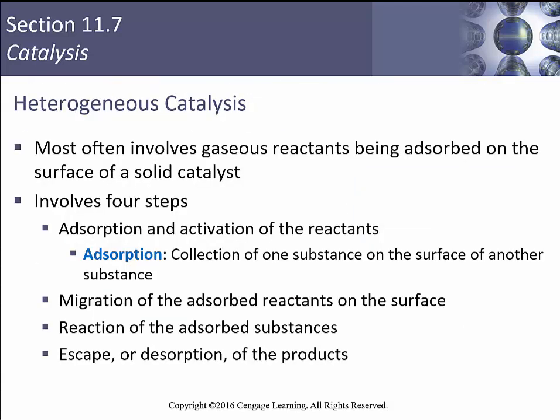Heterogeneous catalysts most often involve gaseous reactants being adsorbed on the surface of a solid catalyst. So that's like your catalytic converter in a car. It's going to involve a couple of steps. First, you're going to adsorb and activate your reactant. Adsorption is the collection of one substance on the surface of another substance. Then migration of the adsorbed reactants on the surface, reaction of the adsorbed substances, and then escape or desorption of the products.